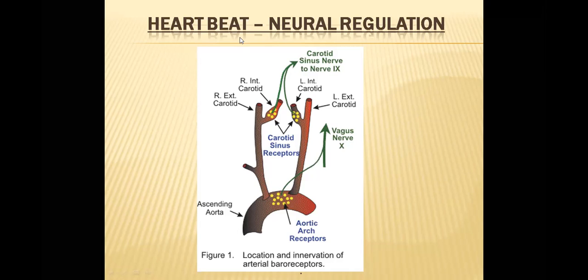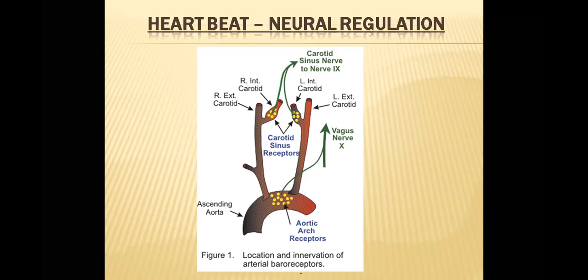Then what happens? This parasympathetic nerve comes into the picture through the vagus nerve. The brain sends acetylcholine to the SA node, AV node, so that the functioning of our heartbeat rate will be decreased. When the heartbeat rate is decreased, automatically blood pressure will come to normal.